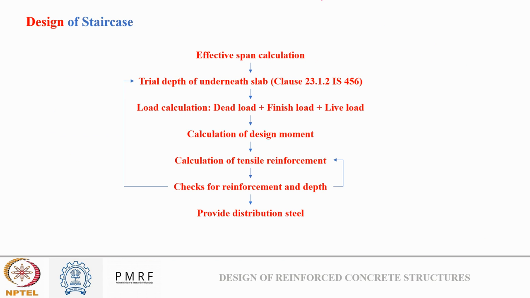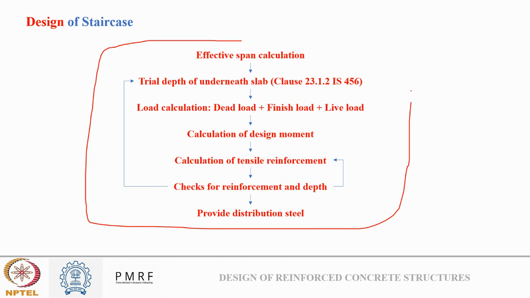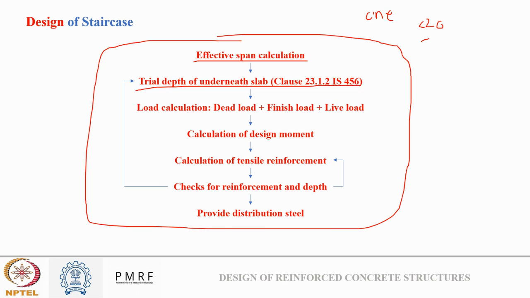So this chart shows you the basic layout, the basic flowchart, of the design of a staircase. So the first step is to choose the effective span. We can calculate the effective span based on the location of the supporting beam. Then we'll choose a trial depth. Like we do in a one-way slab, we have an L by D ratio less than 20, less than 25. So initially, once we know the effective length, we choose a trial depth.